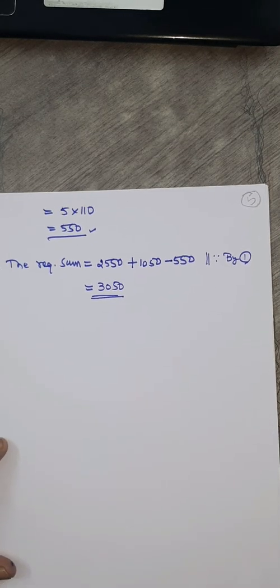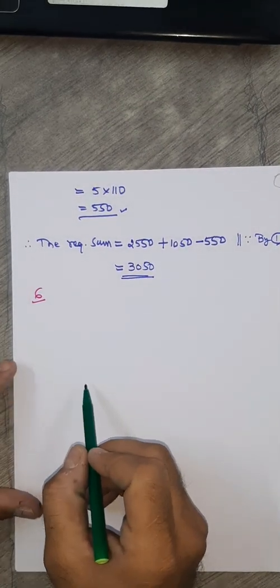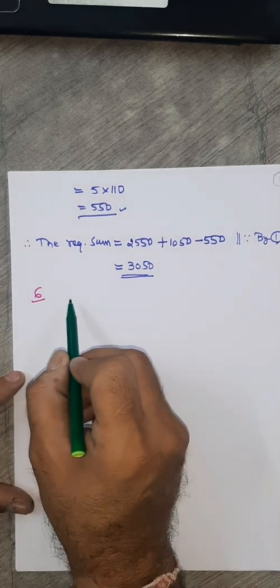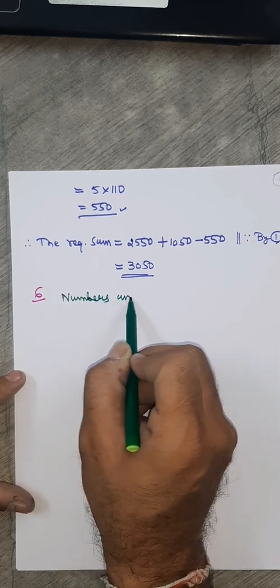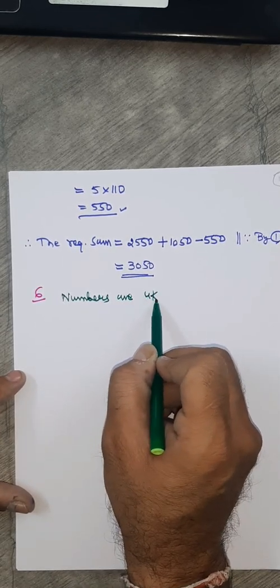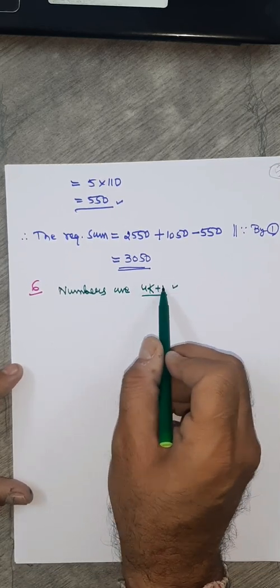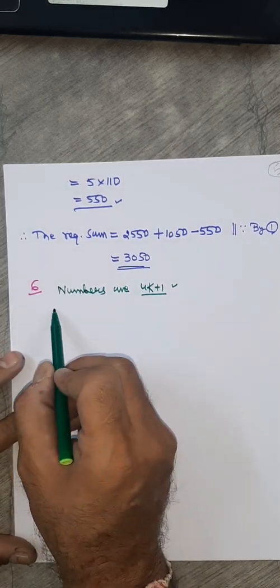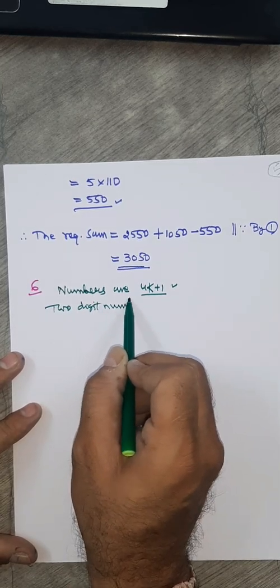Okay. Now the next question. Here we want all numbers which are 2 digit, which when divided by 4 give remainder 1. So that means the numbers are of this type, 4k plus 1. When you divide 4k plus 1 numbers by 4, the remainder is 1. But we want 2 digit numbers, so 2 digit numbers of this type.